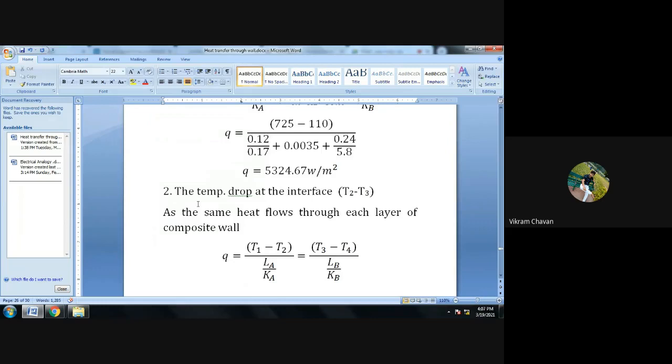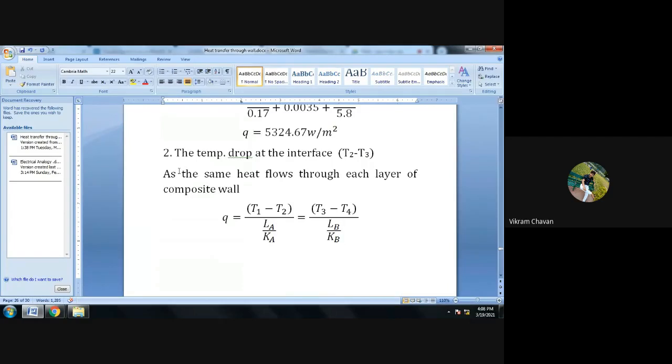So, as the same heat flows through each layer of the composite wall, write down the statement: as the same heat flows through each layer of the composite wall, therefore small q, the heat transfer rate per unit area, capital Q divided by area, is equal to T1 minus T2 whole divided by L suffix A divided by K suffix A, and it is also equal to T3 minus T4 whole divided by L suffix B divided by K suffix B.